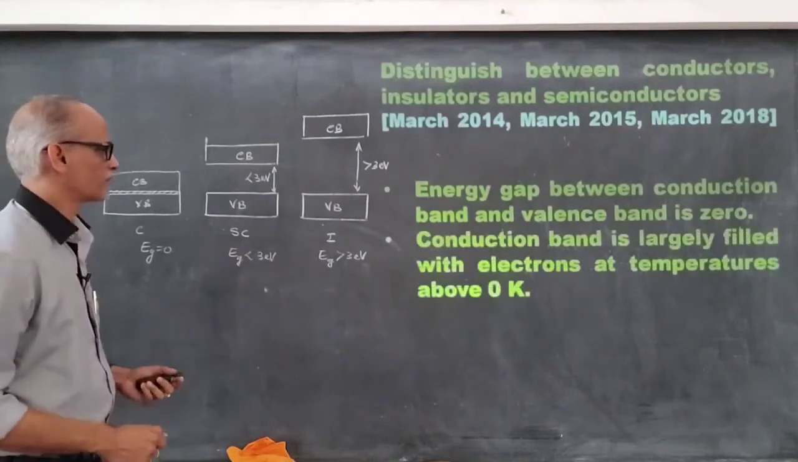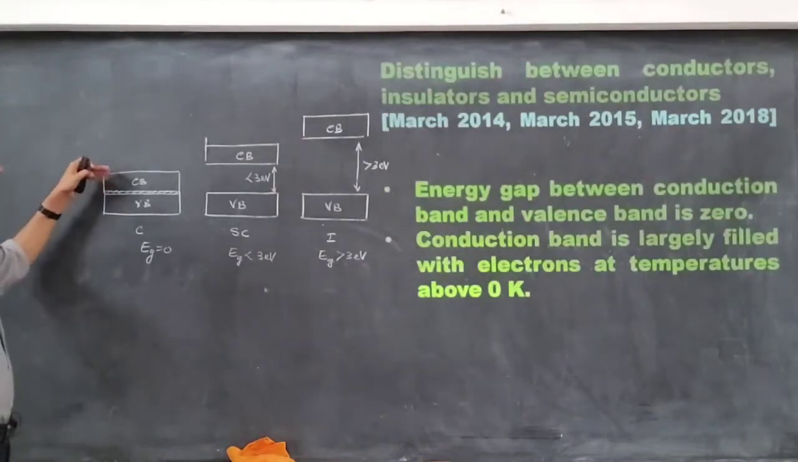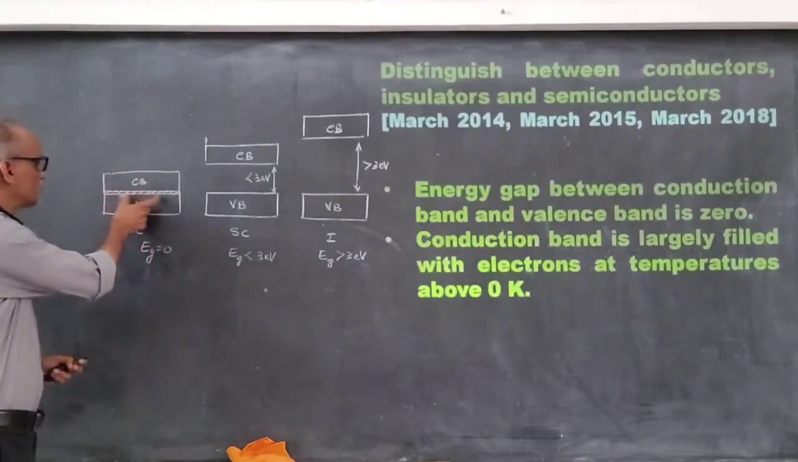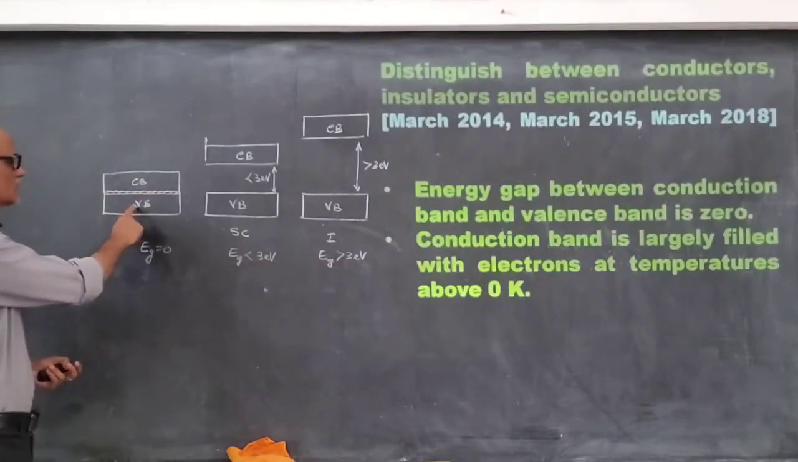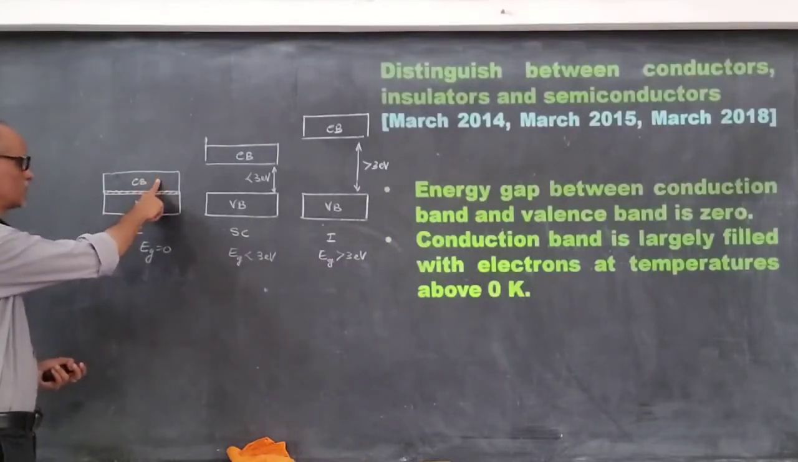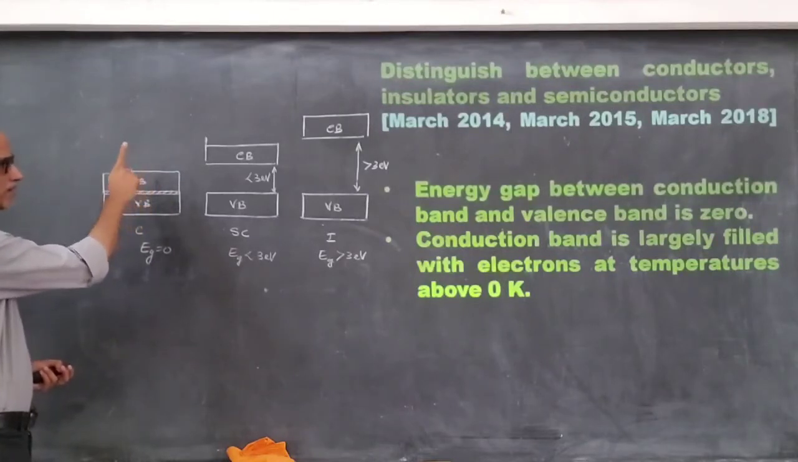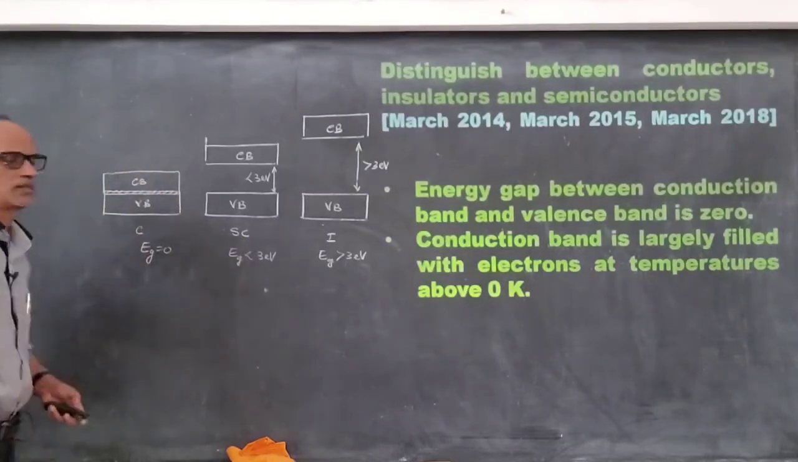The second point: the conduction band is largely filled with electrons at temperature above 0 Kelvin. Why is it largely filled? Because the energy gap is 0. That is why the electrons are very easily available in the conduction band, and the number of electrons in the conduction band is very large, just above 0 Kelvin.